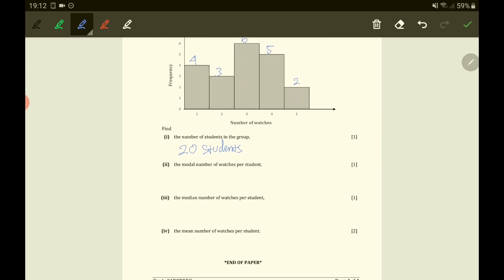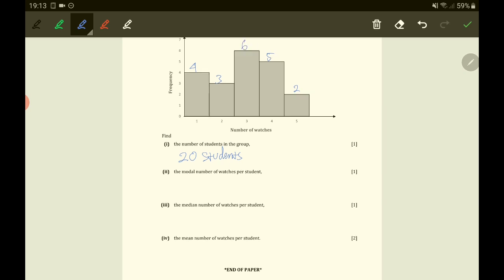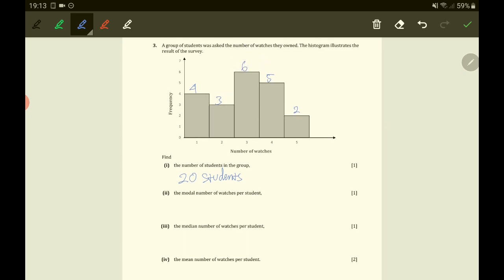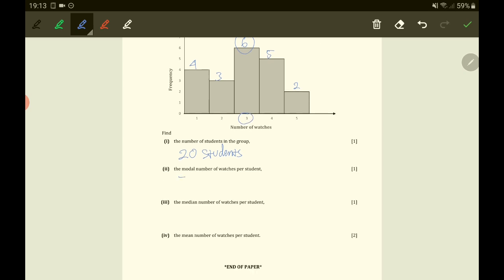Now the second part, the mode number of watches per student. The mode is the most frequent data. Here the highest one is 6, but 6 is the frequency, not the data that we want. The highest frequency, 6, belongs to 3 watches. So the answer is 3, the mode number of watches. So 3 has the highest frequency, which is 6. The answer is 3, not 6.